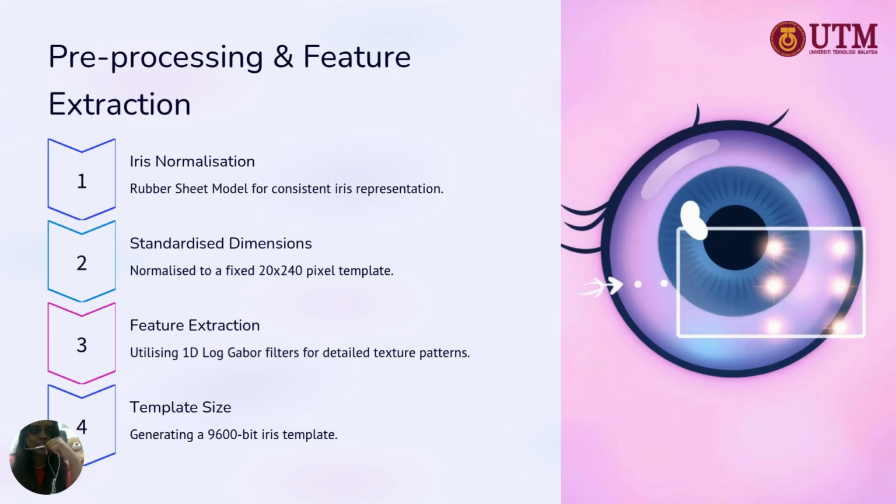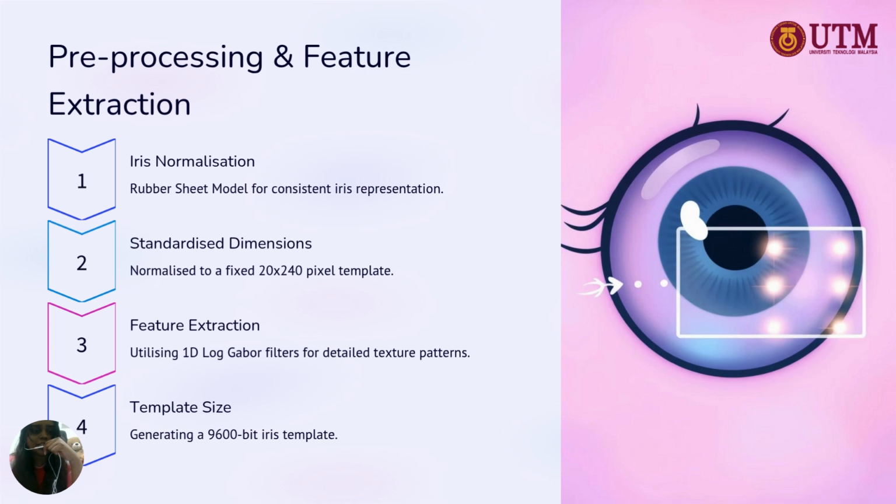Pre-processing and feature extraction. The first step is iris normalization. We use the rubber sheet model for a consistent eye representation with standardized dimensions, and for feature extraction, we utilize 1D log Gabor filters to capture detailed structure and patterns.